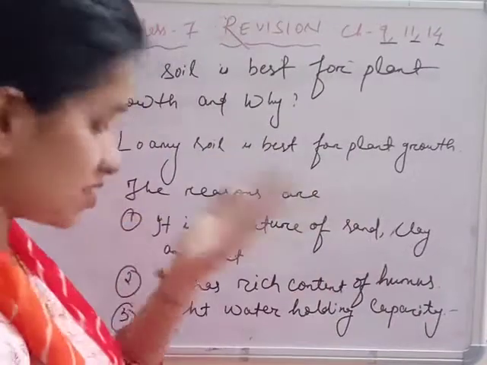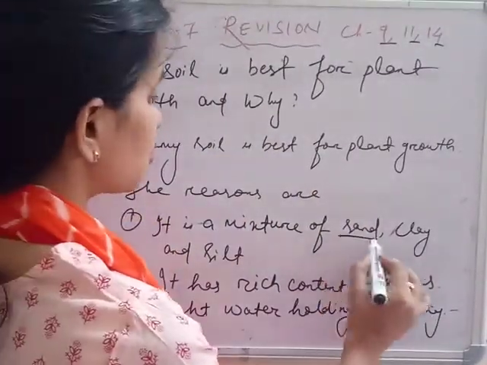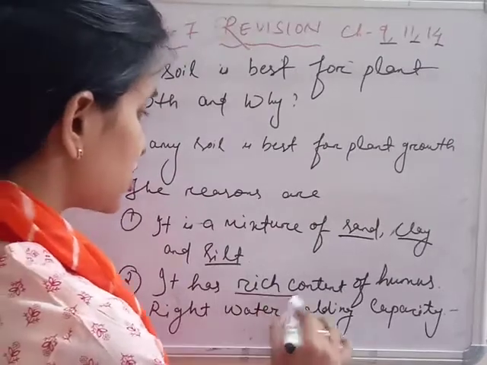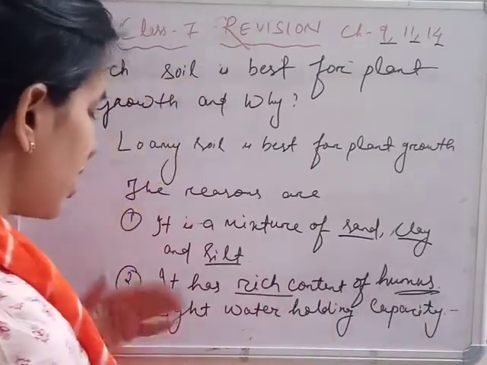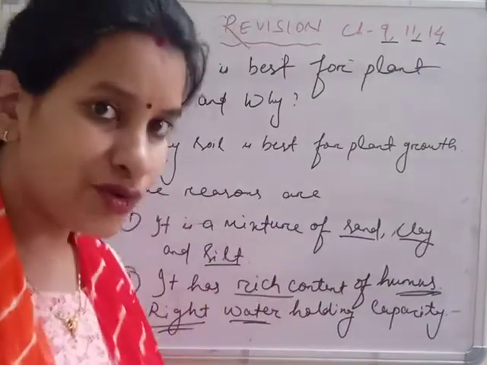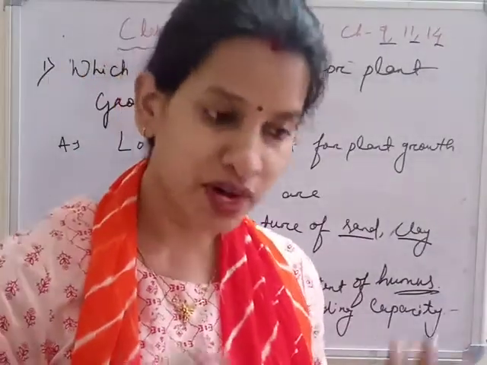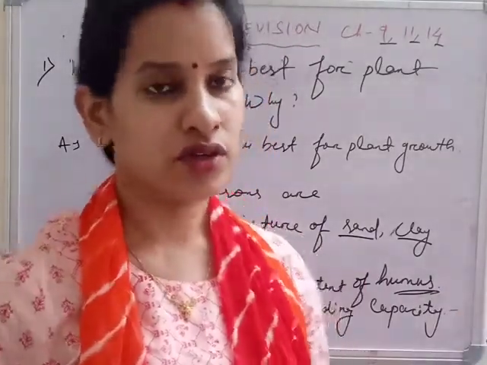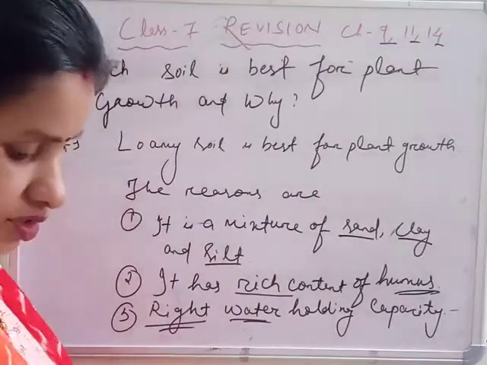Let's revise again. It is a mixture of sand, clay and silt. It has rich content of humus and it has the right water holding capacity. Right water holding capacity means not too much water held and not too little water held. It's enough as is required for the plant growth. So these are the basic points.